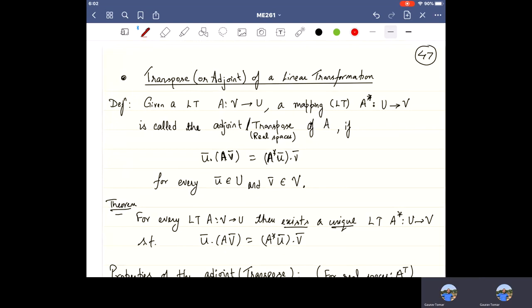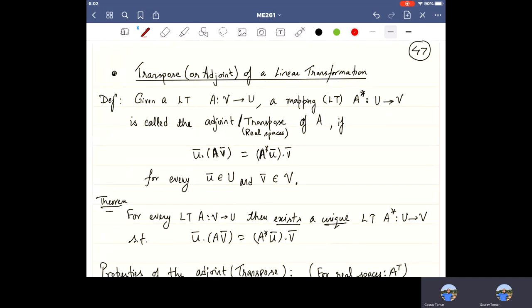Now we'll move on to the definition of a transpose. For matrices, we say A, we know what it looks like.